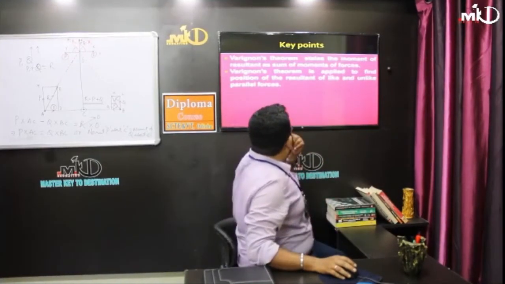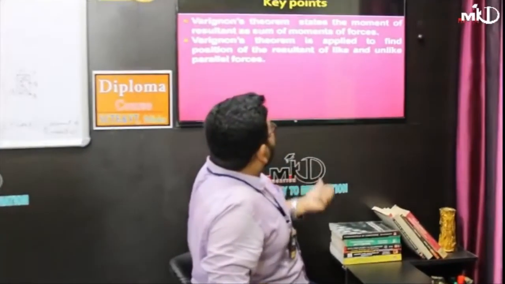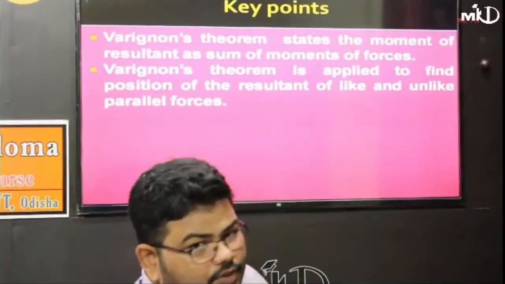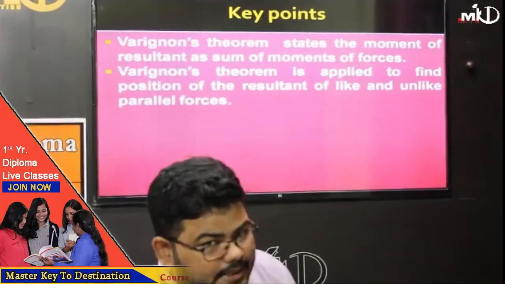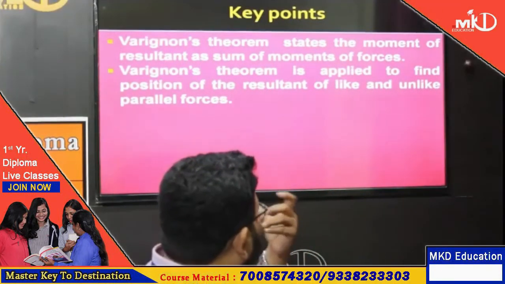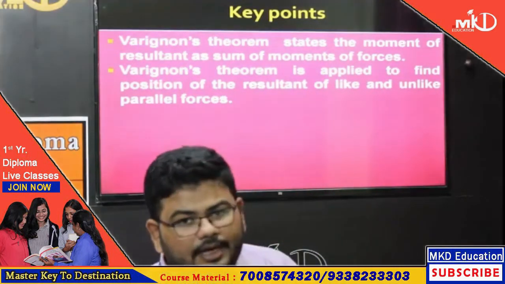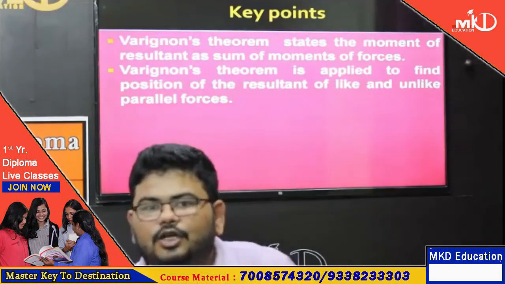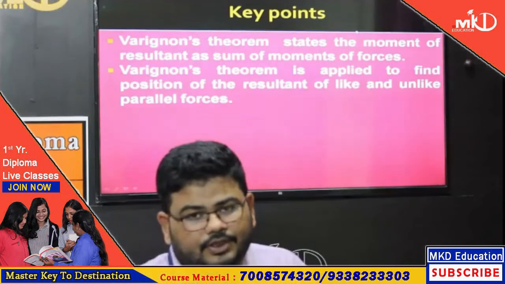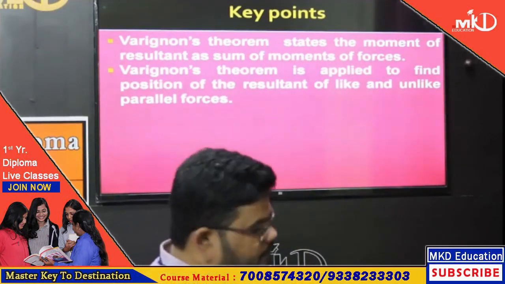So next, what are the key points? The key points are, Varignon's theorem states that the moment of the resultant is the sum of the moments of the forces, that we have already discussed. And how is Varignon's theorem applied? Varignon's theorem is applied to find the position of the resultant of like and unlike parallel forces. This thing we have discussed right now, that is how to find the resultant using Varignon's theorem.